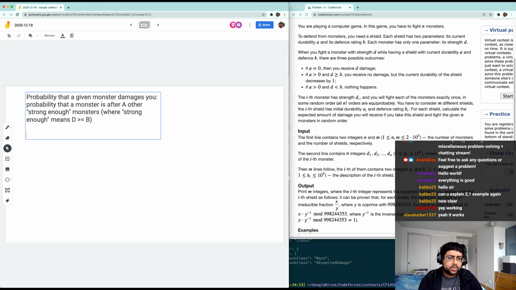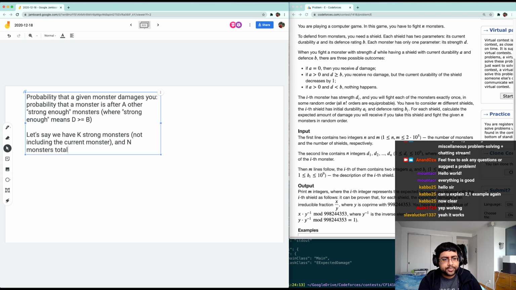So let's say we have K strong monsters, not including the current monster, and N monsters total. So then we want to find the probability that we are after at least K, sorry, no, that we're after at least A of these K monsters.